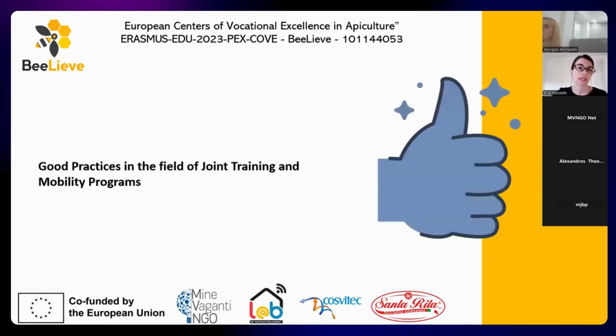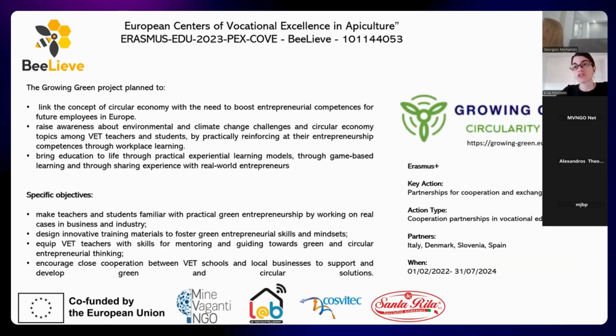But let's move to the more practical part, and let's speak about some good practices in the field of joint training and mobility programs. So the first project we chose to speak about is called Growing Green Circularity in VET. It's an Erasmus Plus partnership for cooperation and exchanges of practices, and the partners involved were Italy, Denmark, Slovenia, and Spain.